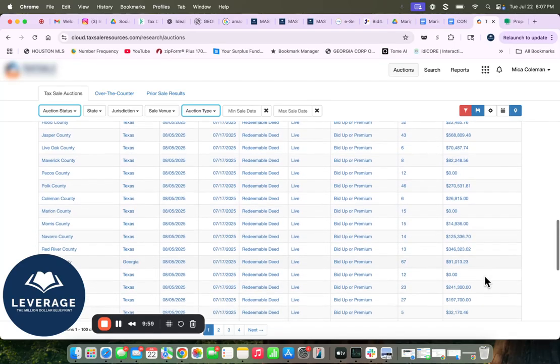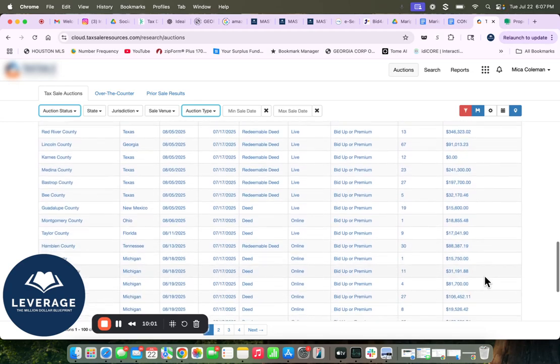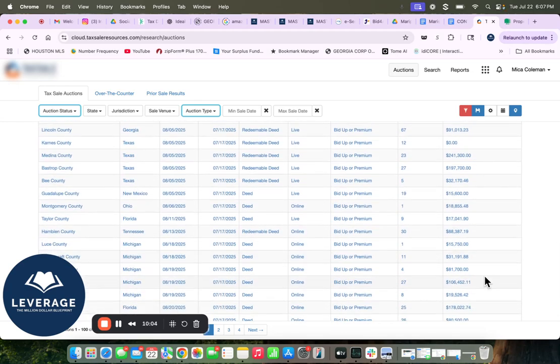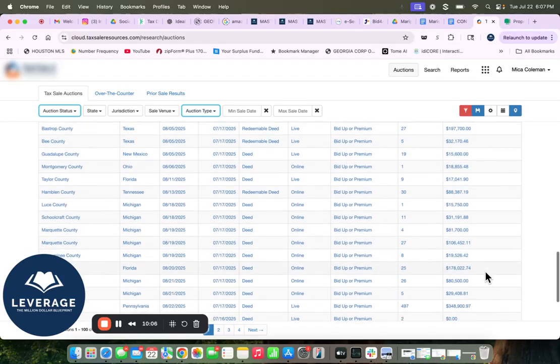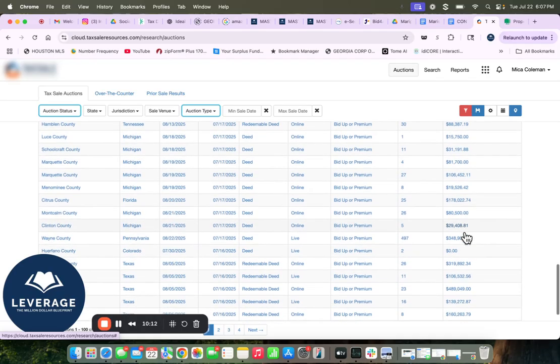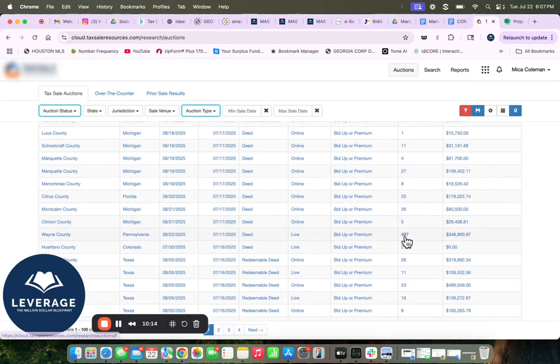Let's see, anything else worth looking at? As you guys can see, this one has 4 parcels at 81,000. This one may be a decent one. Dang, these properties must be super cheap. Almost 500 parcels for 348,000 is the minimum bid. Interesting. This is how I'll be finding out about these counties, y'all.